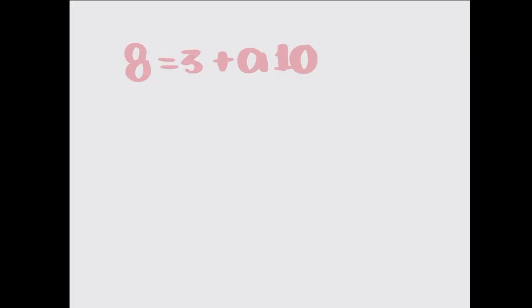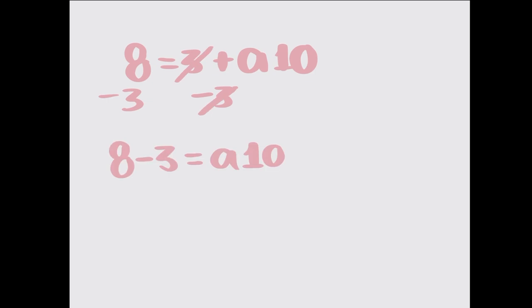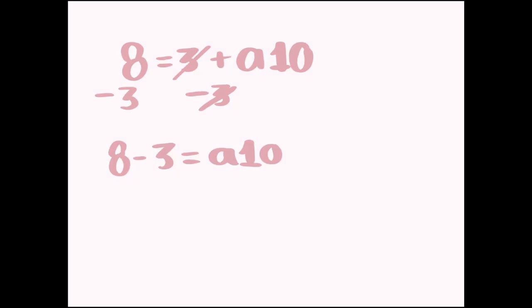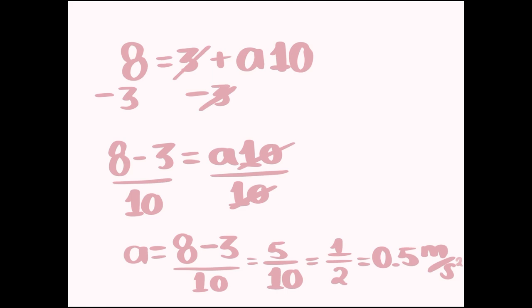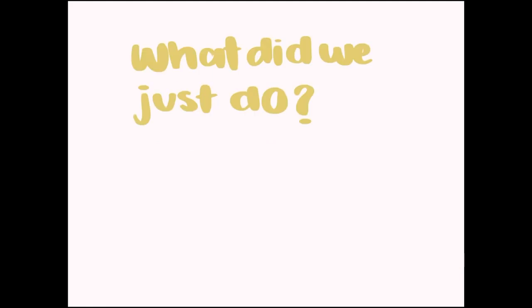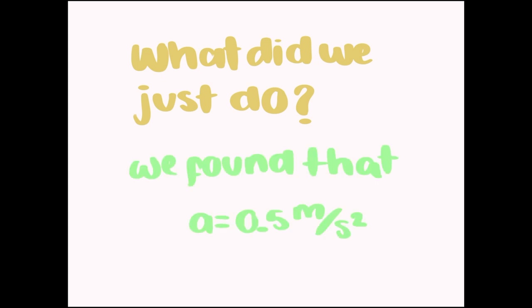We would be left with 8 equals 3 plus a times 10. Then we subtract 3 on both sides, and we are left with 8 minus 3 is equal to a times 10. We divide 10 on both sides, canceling them out. a is equal to 8 minus 3 over 10, which simplifies to 5/10 equal to 1/2. And finally, acceleration equals 0.5 meters per second squared. Essentially, what we just did was finding what was the acceleration rate needed to go from an initial velocity to a final velocity in a given interval of time. We found that acceleration was 0.5 meters per second squared.